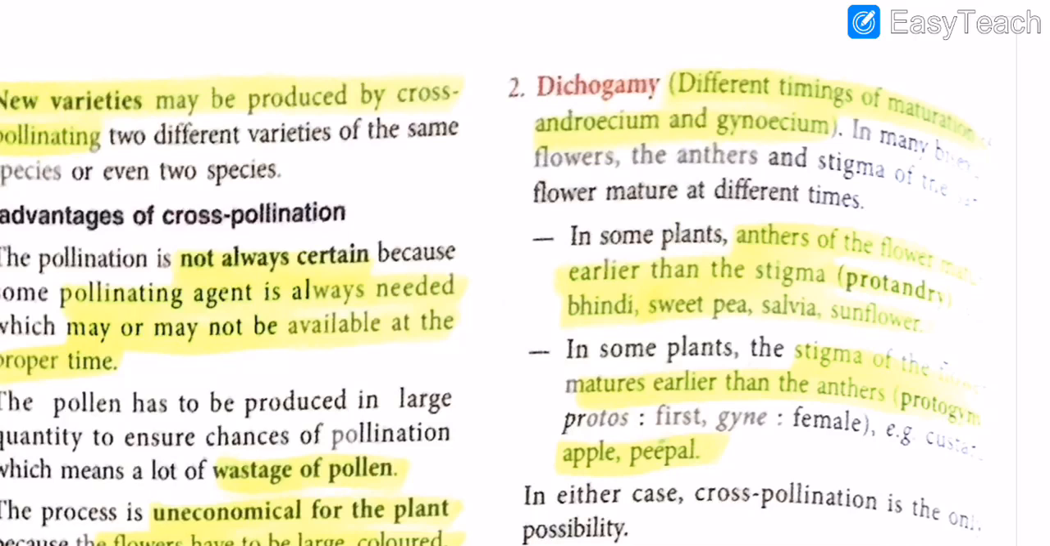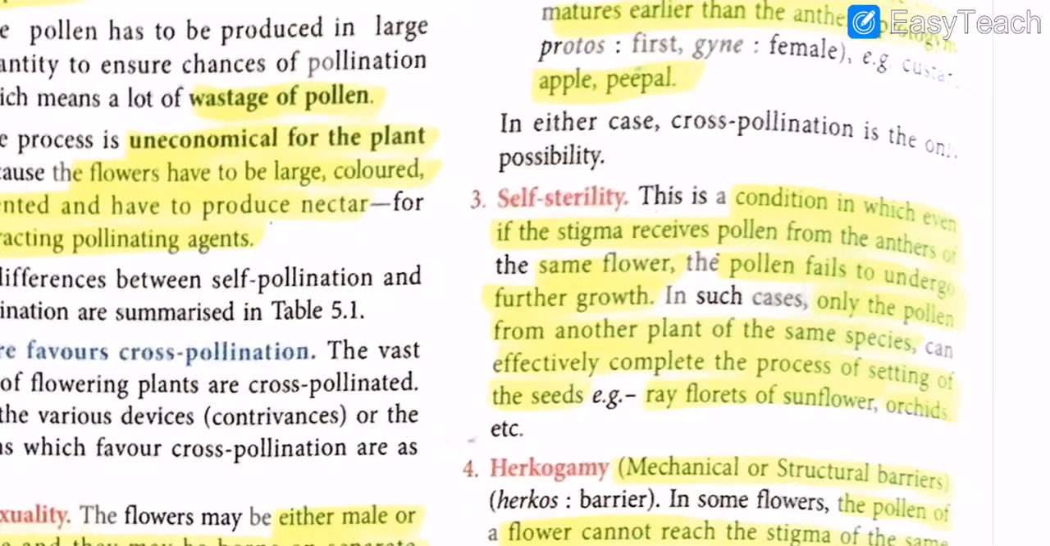Now, fourth one, herkogamy. It is mechanical or structural barriers. In some flowers, the pollen of a flower cannot reach the stigma of the same flower. For example, a hood covering the stigma acts as a mechanical barrier in pansy flowers, iris, etc. So this is where again cross-pollination comes in like a hero.